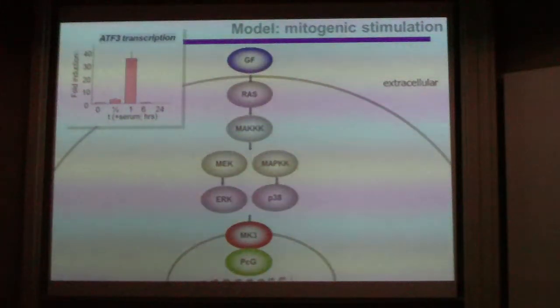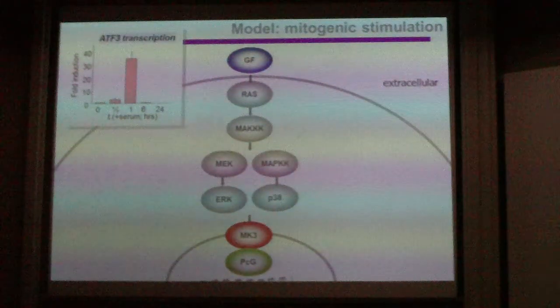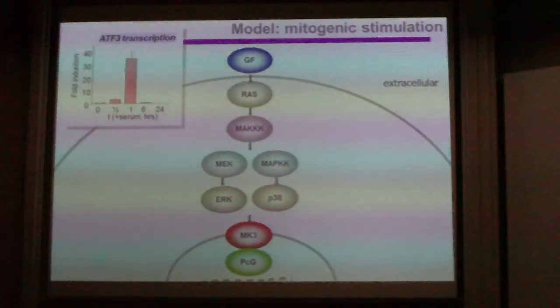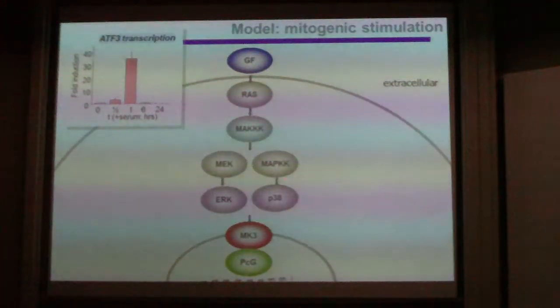So then, to come back to the model, we use ATF3 as a readout. If I would want to study the upstream signaling kinase, which one would be involved in signaling to MP3 in the case of mitogenic signaling, how could I study this? Which method could I use? We want to look at this function or at the upstream kinase.